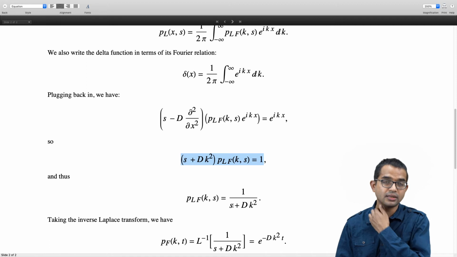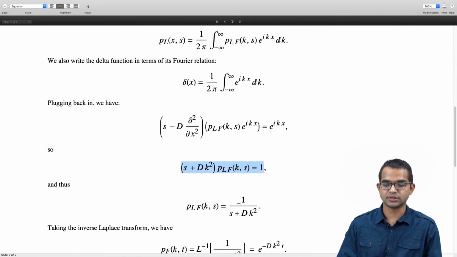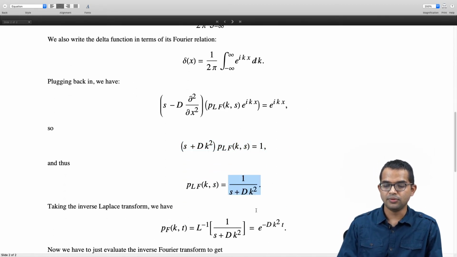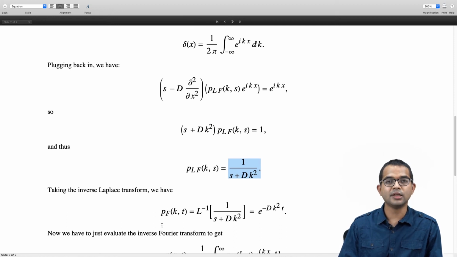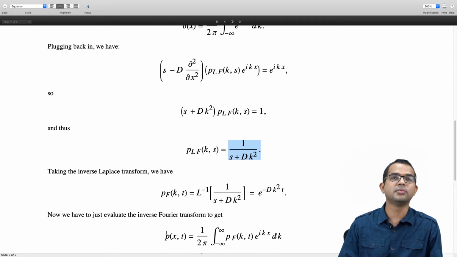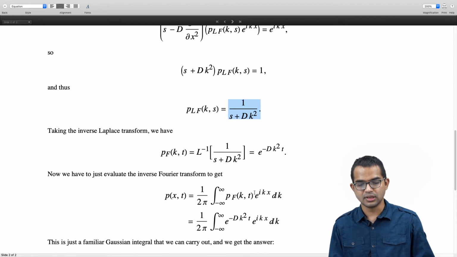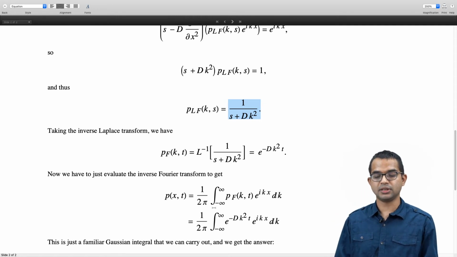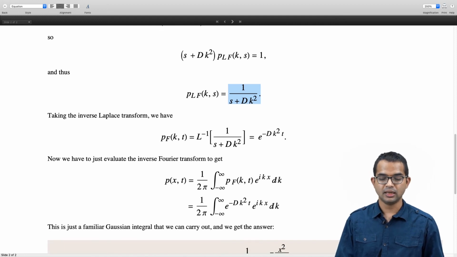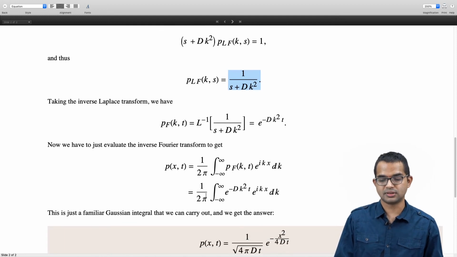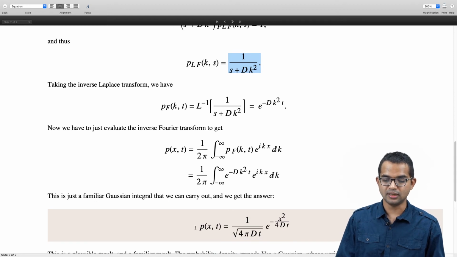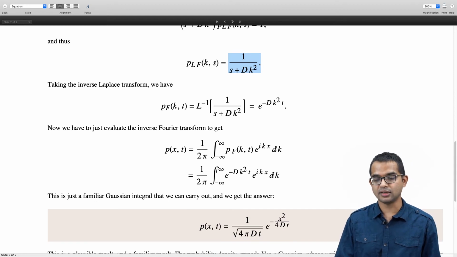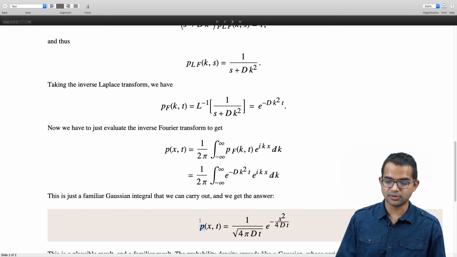Now if you take the inverse Laplace transform of this function, which is straightforward to do, we get e to the minus dk squared t, and then we have to take the inverse Fourier transform of this function to get back p of x comma t. If you do this, you have this integral to be performed: 1 over 2 pi integral from minus infinity to plus infinity e to the minus dk squared t e to the ikx dk, which returns to us this familiar Gaussian integral, and then you get a Gaussian as the final answer.